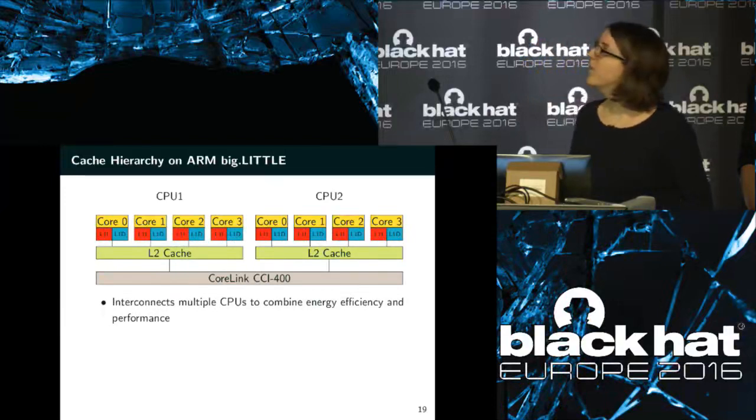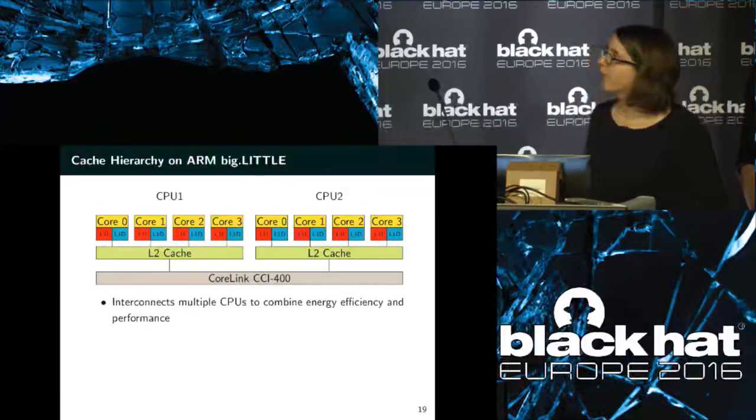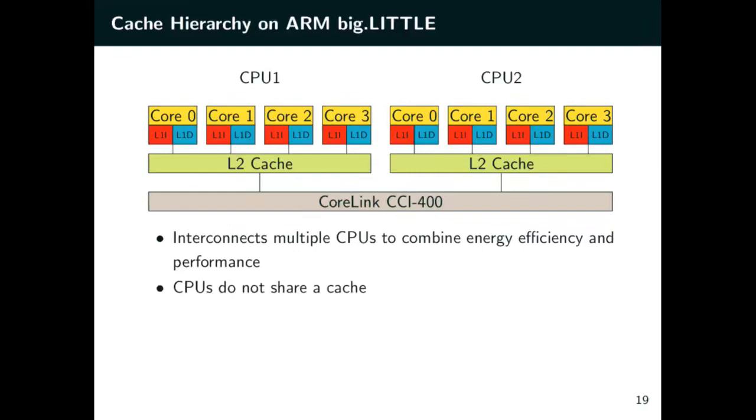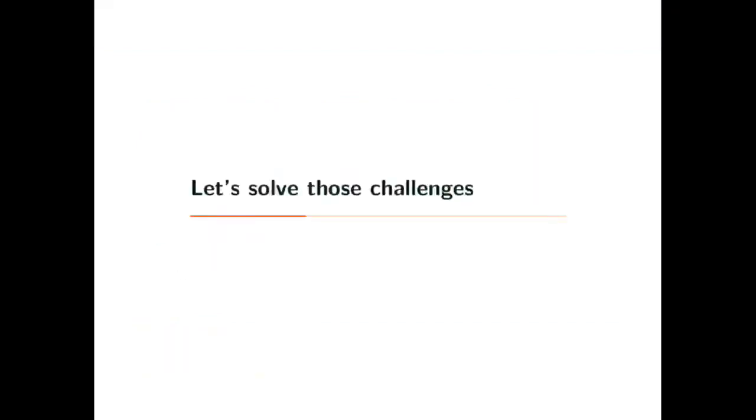Then we have the cache hierarchy on ARM big.LITTLE. Here we have not only one CPU, but multiple CPUs that are interconnected by this CoreLink. We have the level 2 cache that is shared across cores, but only of one CPU. So we have CPUs that do not share a cache. And once again, we would like to have no restriction on where the attacker is with respect to the victim. And this is our fifth challenge: we have no shared cache between these CPUs.